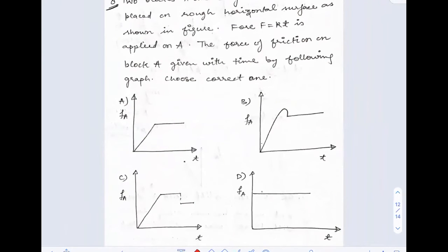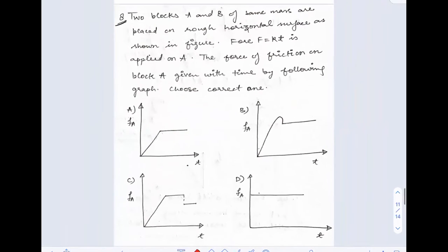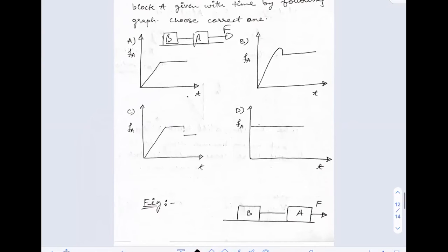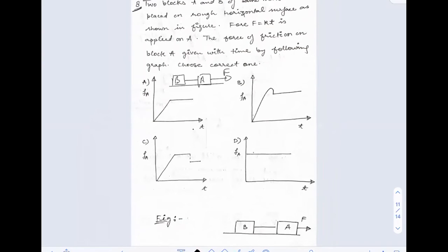Okay, just see this question. Here it is asking: two blocks A and B are placed on a rough horizontal surface as shown in the figure. There is a figure attached to this question. It is something like this. This is B, this is A, and force F is acting like this. Here the figure is drawn.